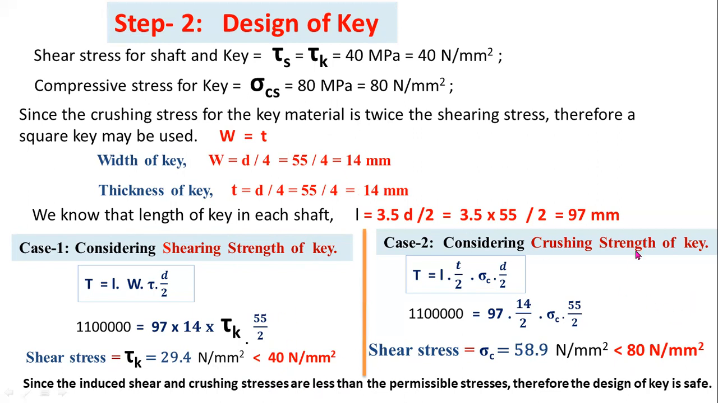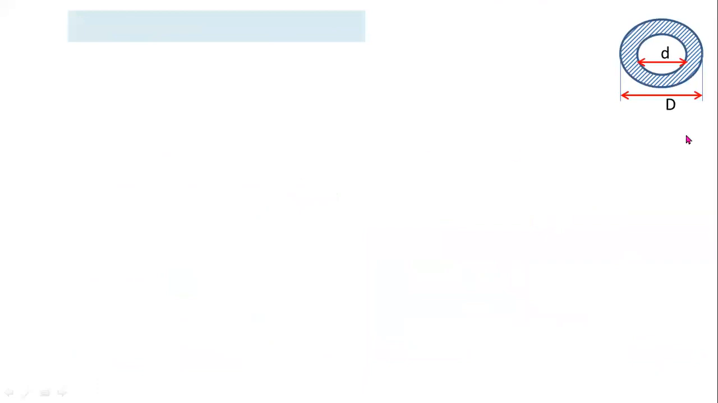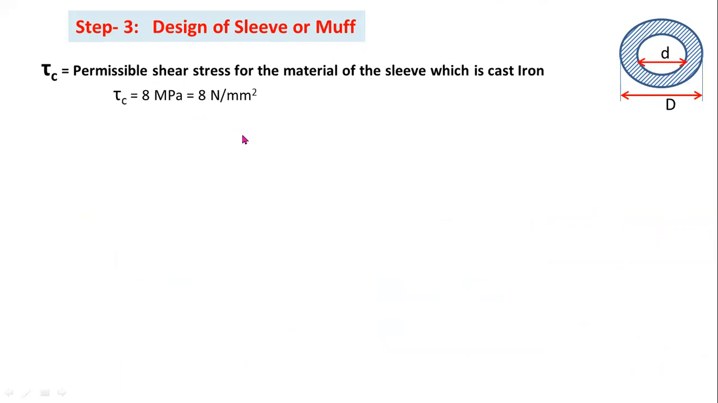In third case, you have to design a sleeve or muff coupling. Let's consider this sleeve as a hollow shaft. Small d is the inner diameter of the sleeve. Capital D is the outer diameter of the sleeve. Already we know that shear stress induced in the coupling material is τc equal to 8 megapascal. Here the material used for a sleeve is cast iron. Already we know that shear stress induced in the cast iron material is 8 megapascal, that is equal to 8 Newton per mm square.